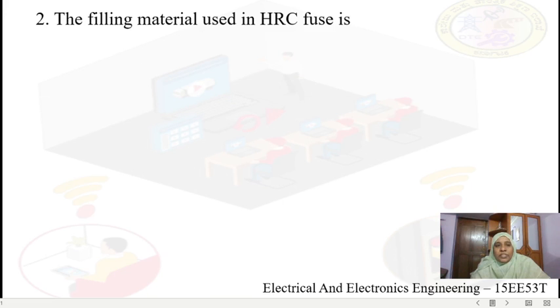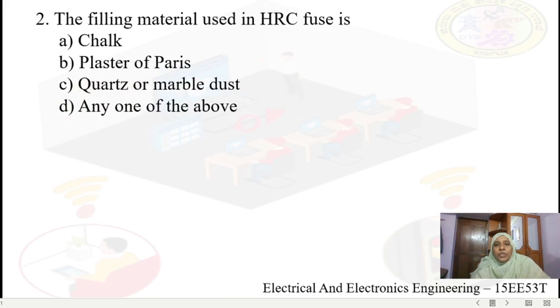Let us move to the next MCQ. The filling material used in HRC fuse is option A, chalk, option B, plaster of Paris, option C, quartz or marble dust, option D, any one of the above. When we were understanding the construction of a HRC fuse, I told you the filling powder we use in the HRC fuse is either chalk, plaster of Paris, quartz or marble dust. So your answer should be option D, any one of the above. Any one of the above you can use.